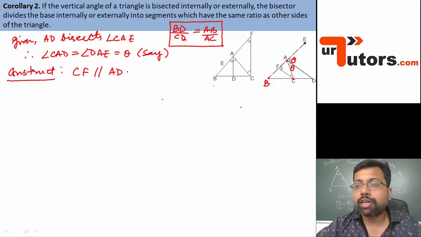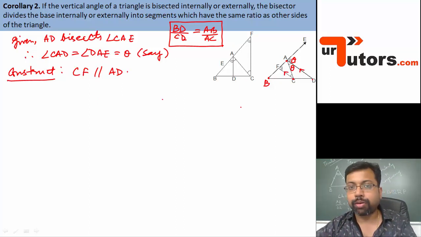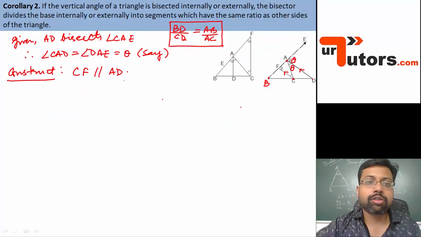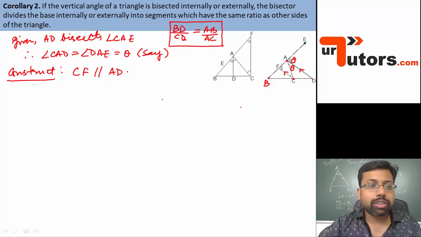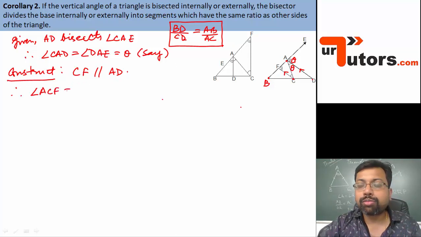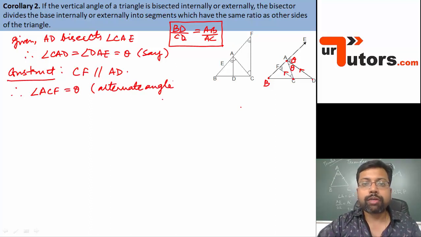Okay. You construct CF parallel to AD just like we did in the last case. If you remember, what did we do? Or we have deleted it. So CF parallel to AD is what we draw. Once we draw this, therefore we get angle ACF will also be theta by alternate angle property. Okay, by alternate angle property you get this, and also you have angle AFC. How much is it?